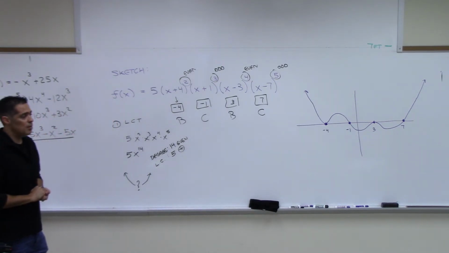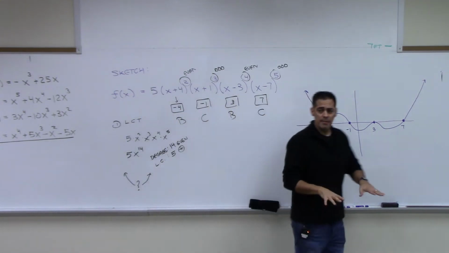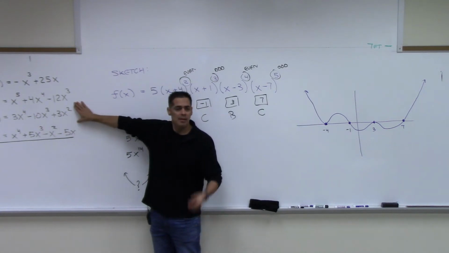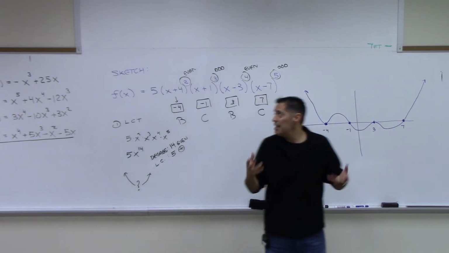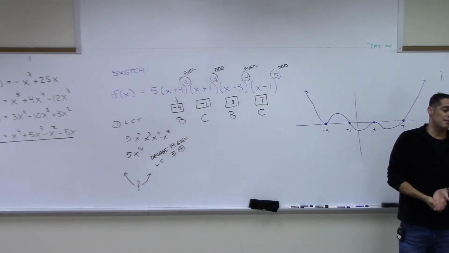Okay, that's it. So we are done with polynomial functions. The main thing that you need to understand is, when I give it to you in this form, the left, right, up, down thing is the easy part, because you just look at the degree and leading coefficient. But it's the x-intercepts that suck, because then you have to factor.